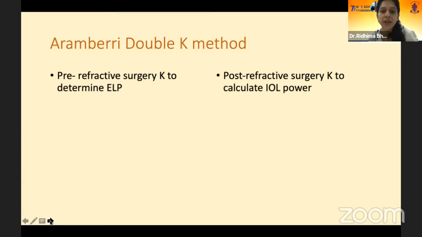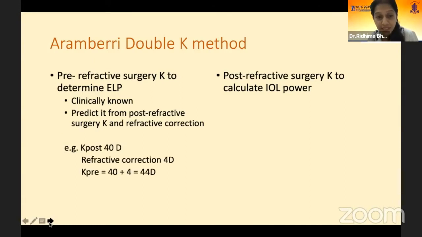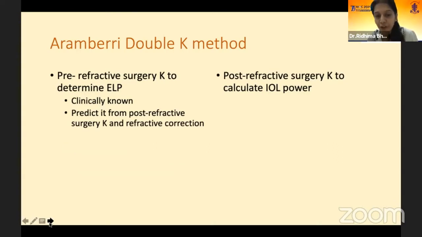If you don't have access to the fancy IOL Masters, how would you manage to use this double K method? You can use the pre-refractive surgery K directly, if the history is clinically known. Or if it's not known, you can predict it if you have the accurate post-refractive K reading and you know how much the correction was. For example, if your current K reading is 40 diopters and you know that a 4 diopter treatment was done, then the pre-K would be about 44 diopters.